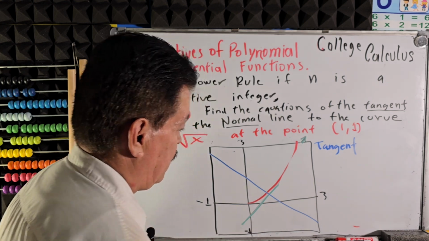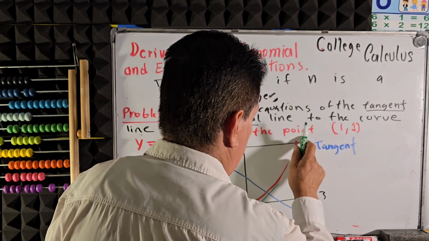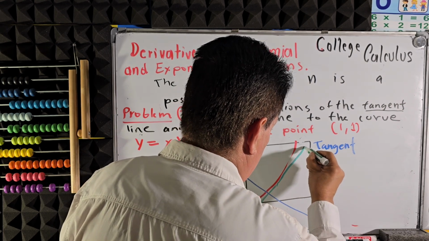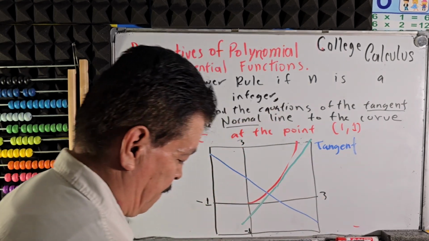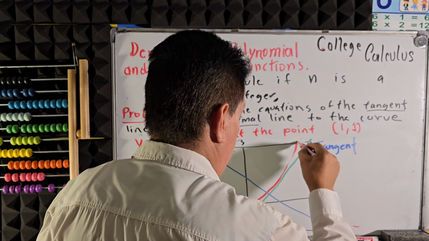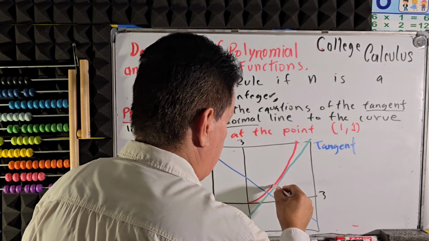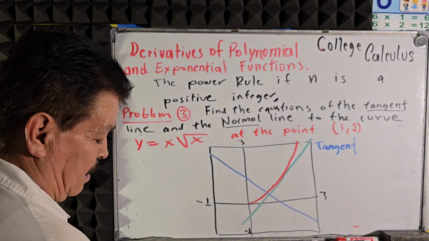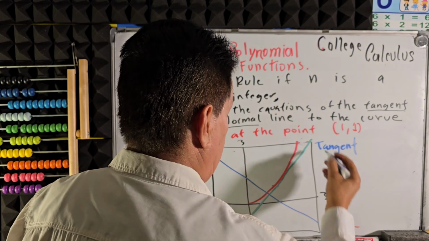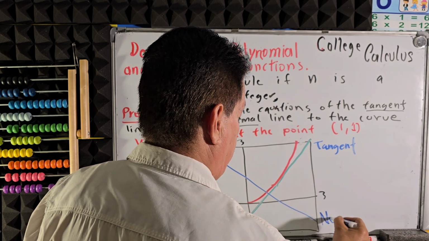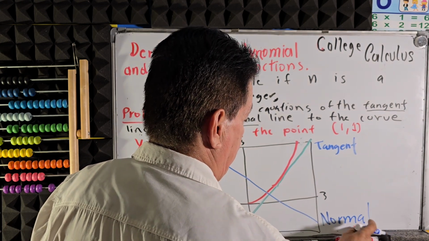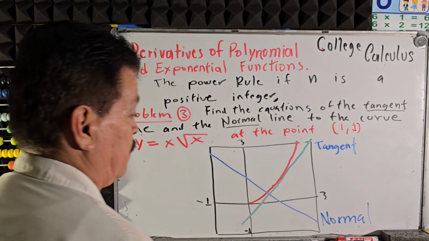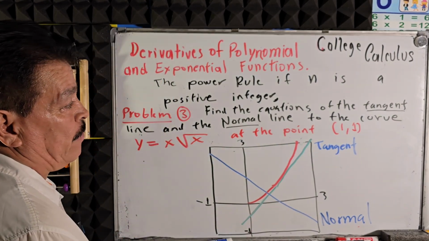It's not great, so it's not very good. But something like this, right? That's tangent to the graph, right? So this line is the tangent, this is the normal. That's the normal line, okay, in our graph.